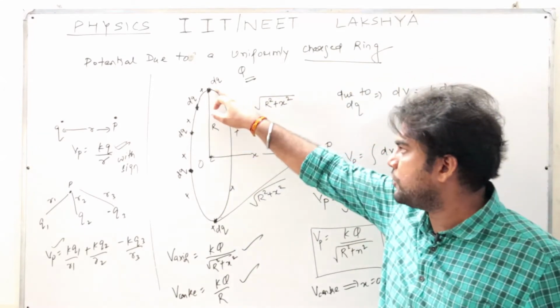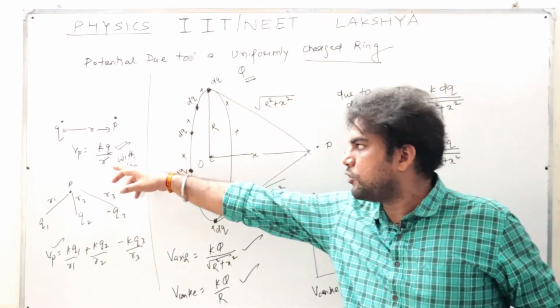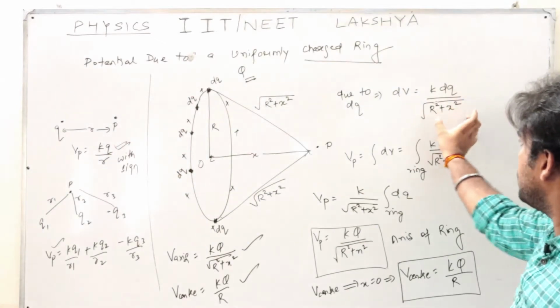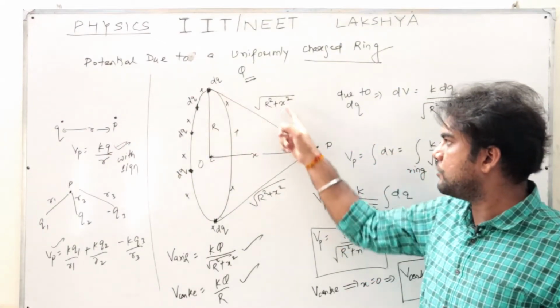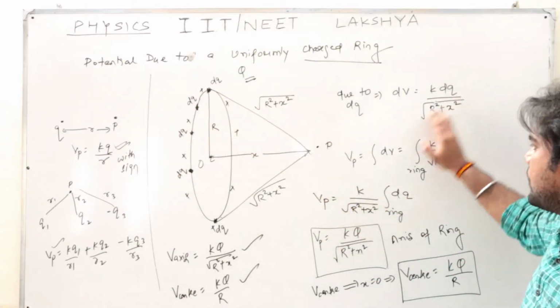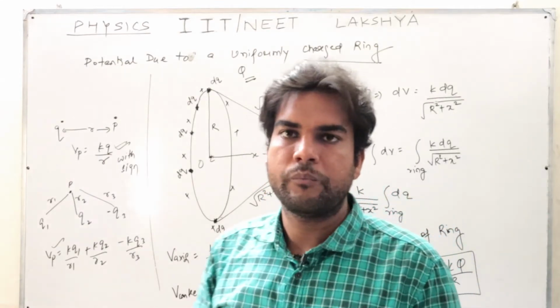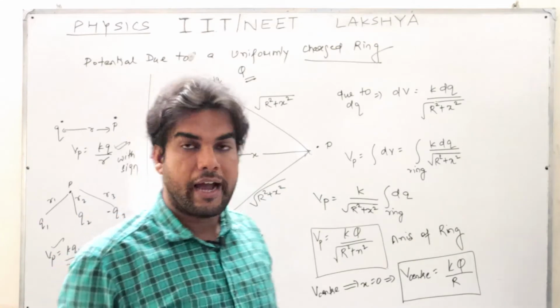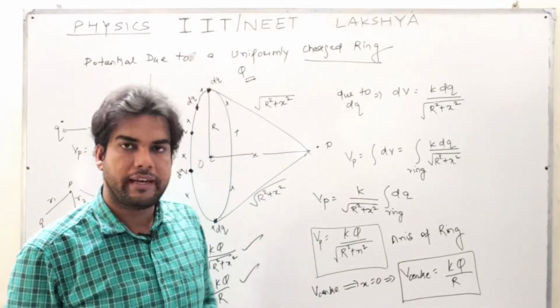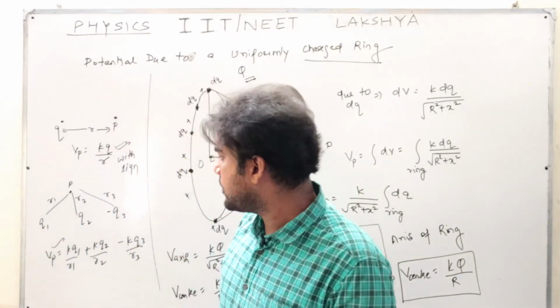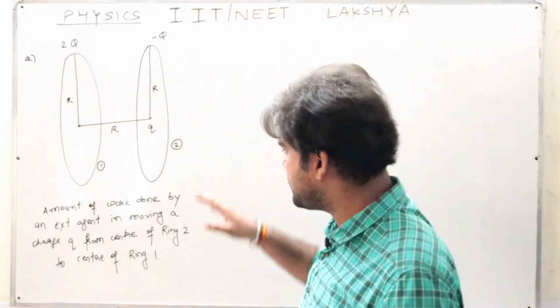The formula of potential due to a point charge dq is kq by r, so k dq by r, where r is under root r square plus x square, and that is what we have integrated due to all the small charges dq. I hope the formula is clear to you, and now let us take some numericals on this concept. Okay, so let us see this question.